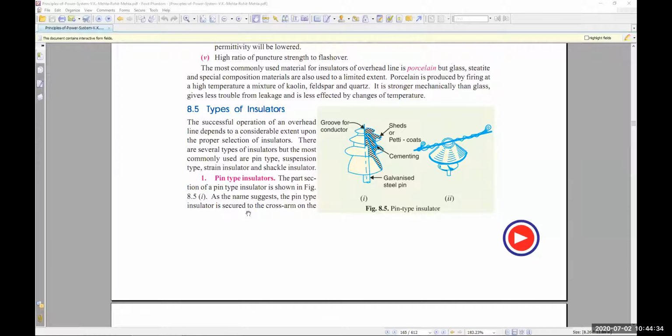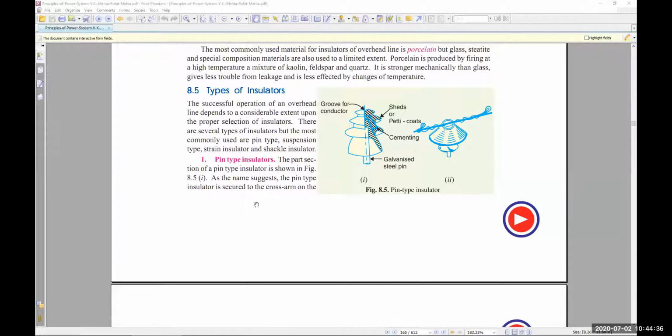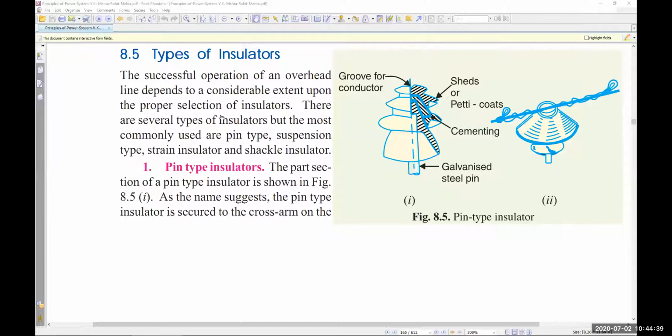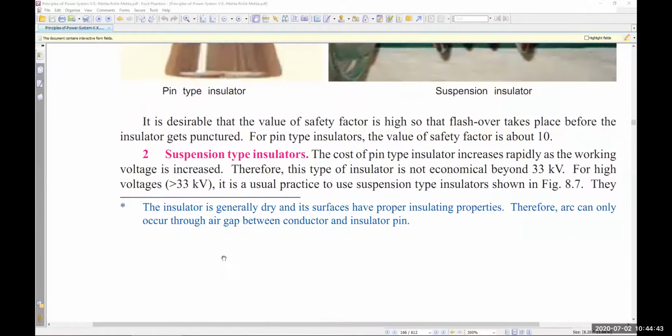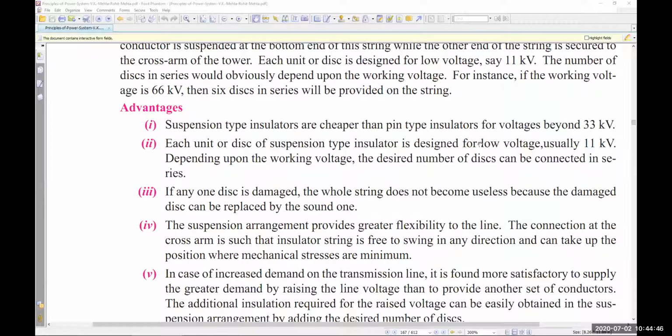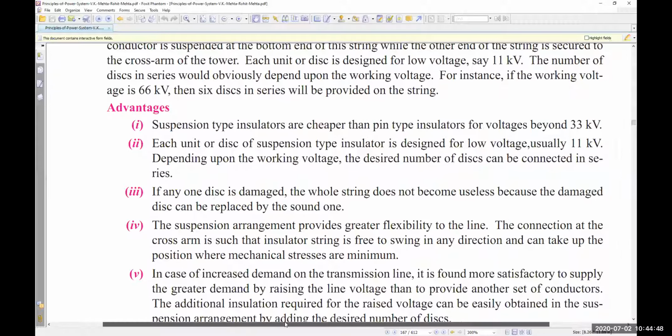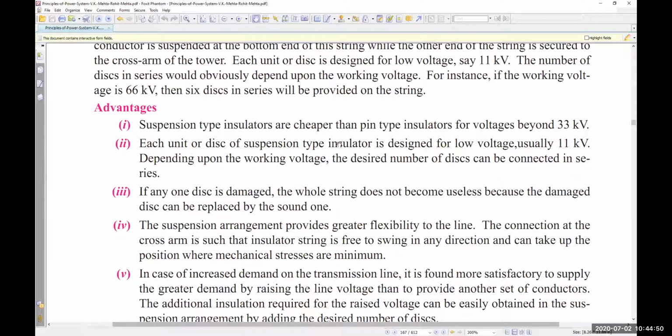So in our last class, we learned up to types of insulator, right? Pin type insulator and suspension type insulator. We have seen the advantages of suspension type insulator, or we haven't. Yes, I have started the suspension type. Suspension type insulator has a few basic advantages, and this is the most important insulator that we are going to study in this semester.